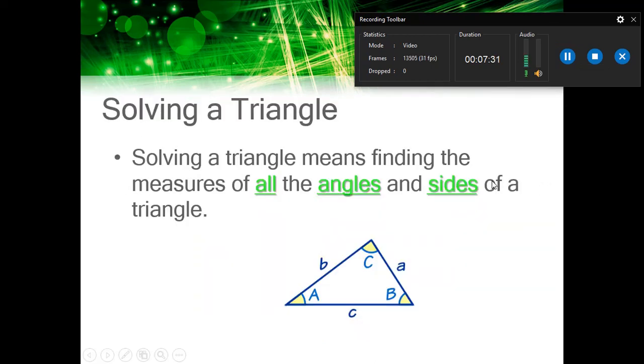Now, one other type of example does exist. Sometimes the problem will ask you to solve the triangle. What they want you to do is find all the pieces that are missing. So any missing angles need to be calculated and all missing sides so that we have a complete picture.